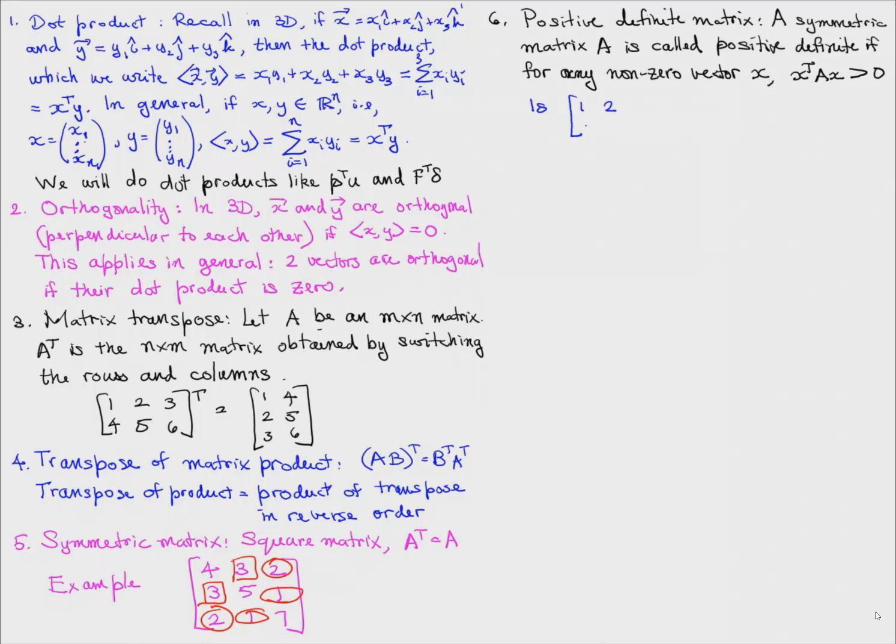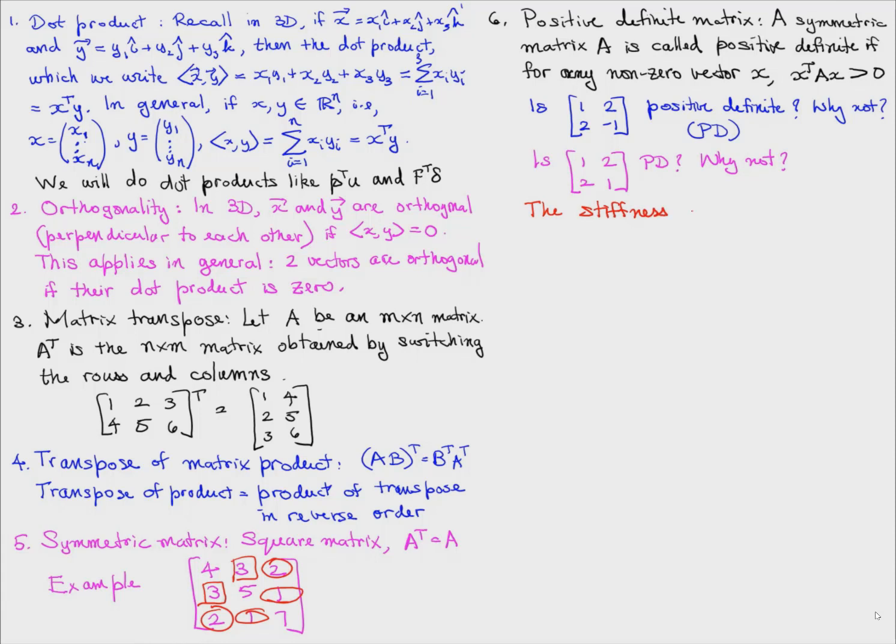So here is an exercise in applying the definition. Can we say if the matrix 1, 2, 2, minus 1 is positive definite? Can we say if the matrix 1, 2, 2, 1 is positive definite? What I'd like you to do is to pause the video at this point and think about these questions. The idea of positive definiteness is useful because the stiffness matrix of a stable structure is always positive definite. And we'll talk more about this in assignments 3 and 4.